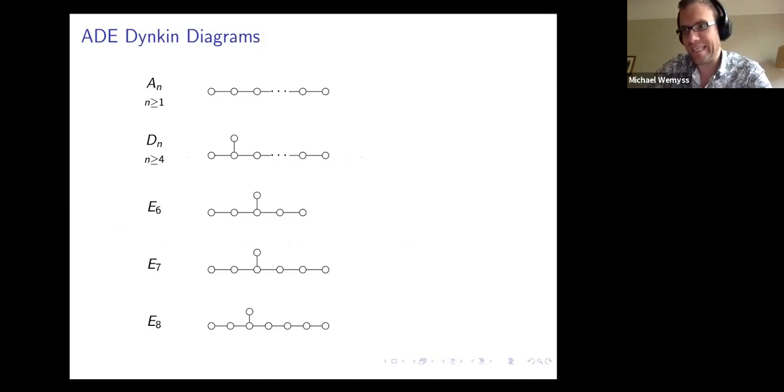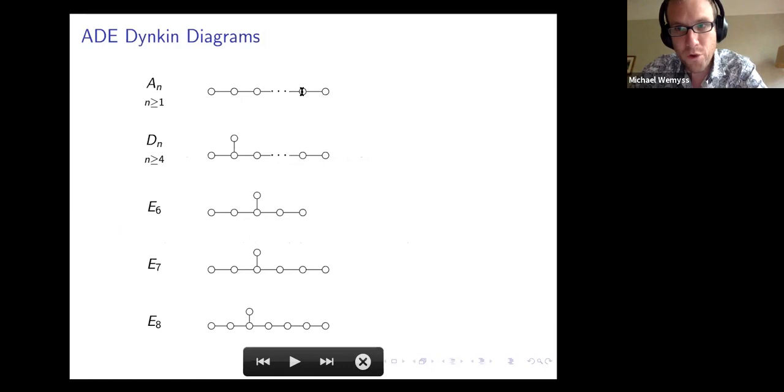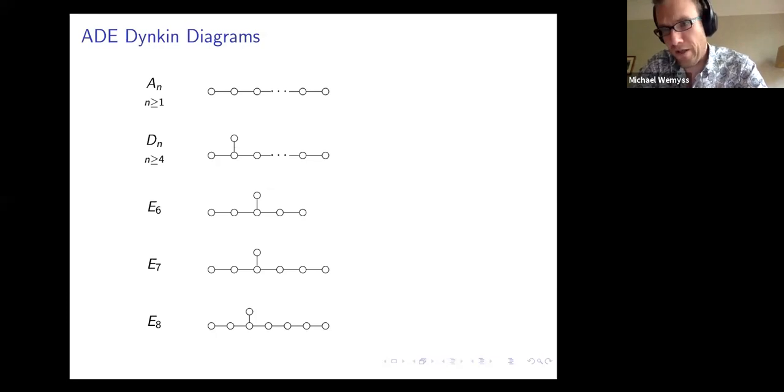So ADE Dynkin diagrams are ultimately just some graphs. So what is a graph? A graph has got some nodes, which are these circles. And between 2 nodes, some of them are connected by edges. So an edge between 2 nodes is this line. So again, here's a node, and here's a node, and here's an edge between the nodes. For the purposes of my talk, these are just basically graphs that we're going to study.